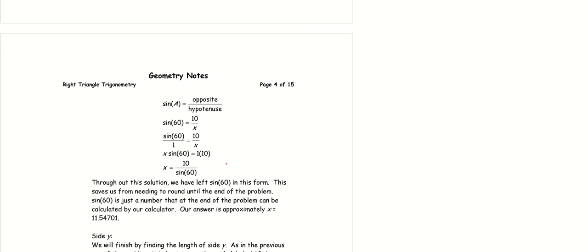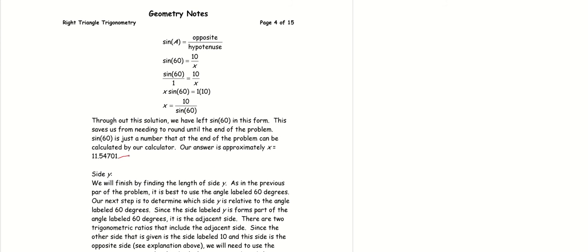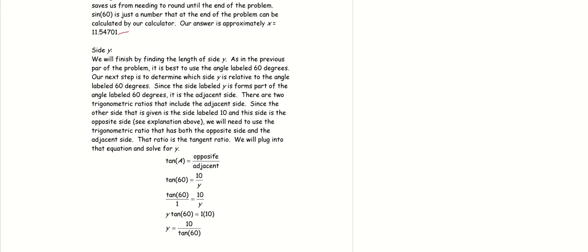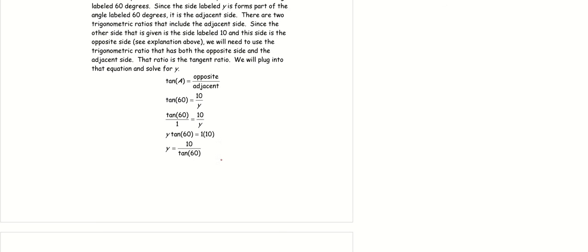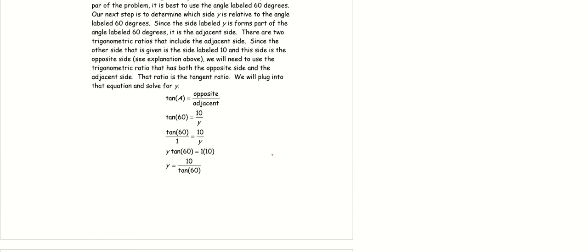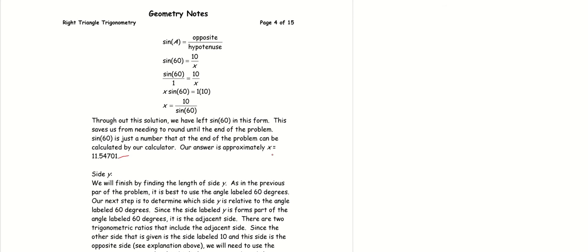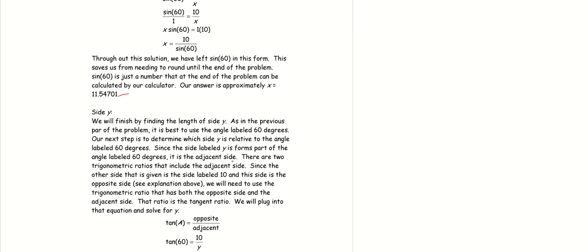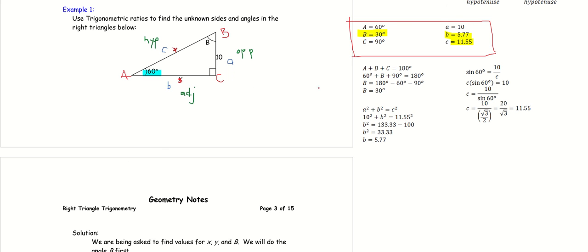And then 10 over sine 60. So 11.55 is correct. Dito naman, ang ginamit niya ay tangent. Pero 5.77 pa rin yung makuha, kasi nga, it really depends. Hindi siya gumamit ng Pythagorean theorem. Ginamit niya ulit itong part na to. 2 beses niya itong ginamit, which is okay. Depende kung saan kayo comfortable.